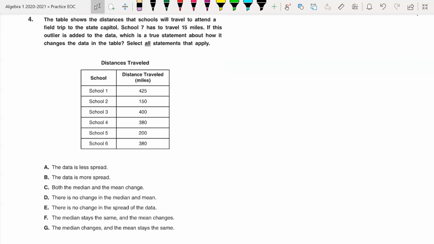Number 4, it says the table shows the distance that school will travel to attend a field trip to the state capital. School 7 has to travel 15 miles, and this outlier is added to the data. Which is a true statement about how it changes the data in the table? Select all statements that apply.